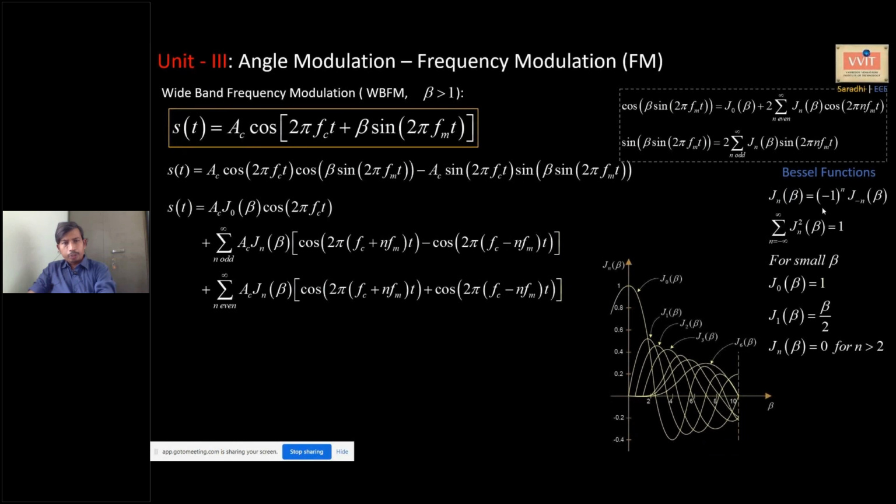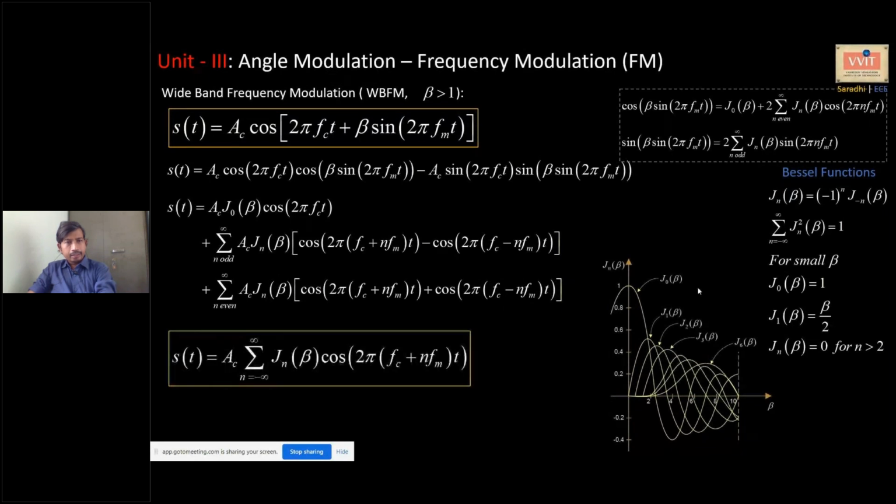Employing this first property, we can simply write these three terms into a single summation like this: Ac summation n from minus infinity to plus infinity Jn of beta cos 2 pi of (fc plus n fm) t, right?